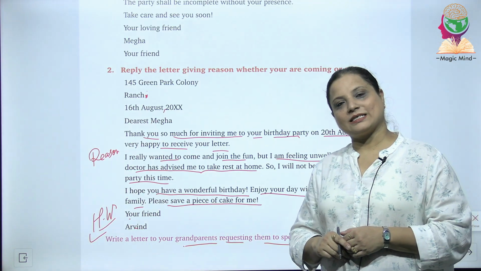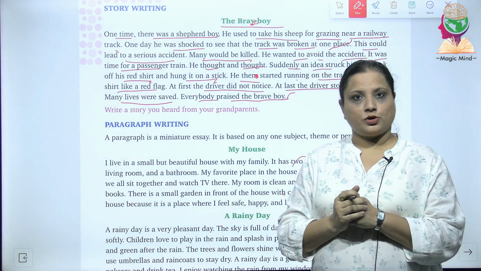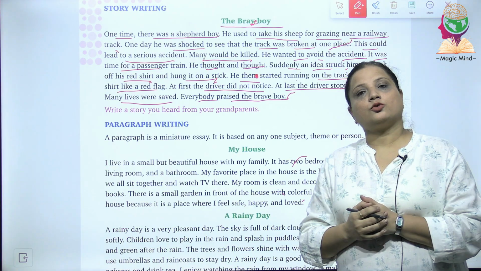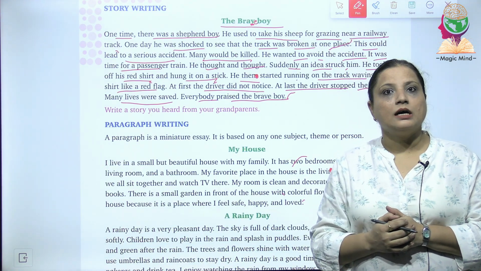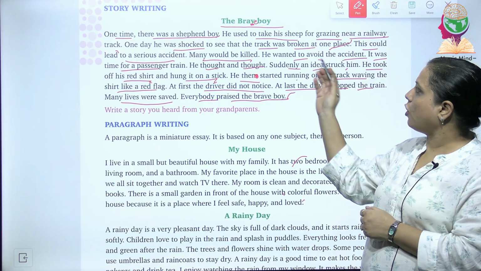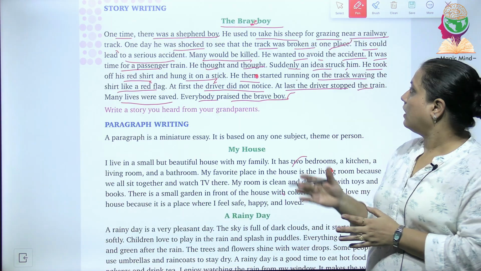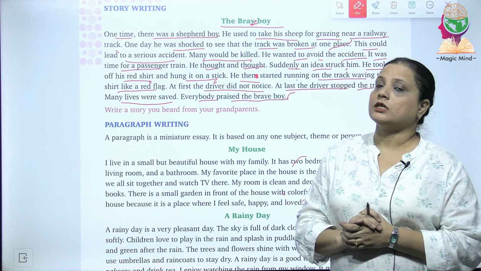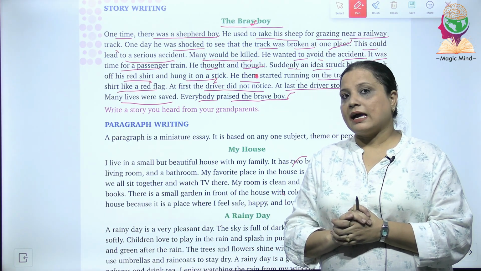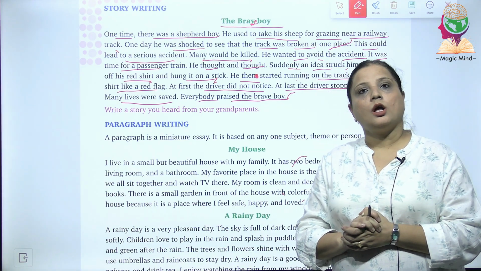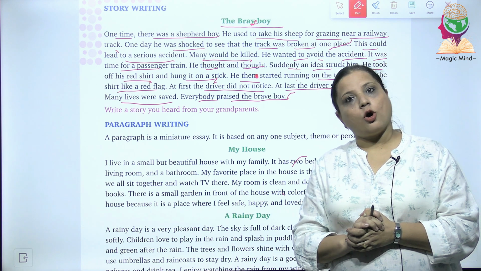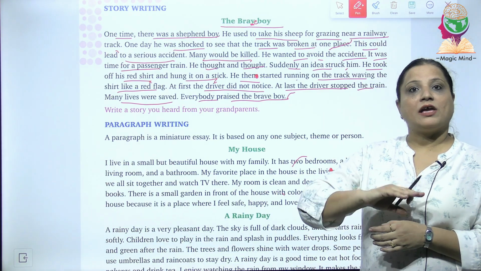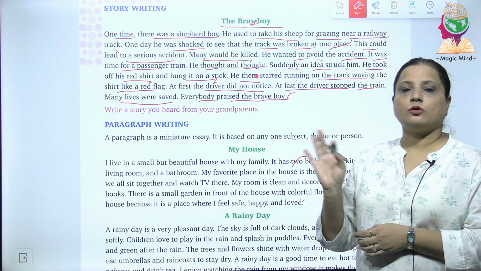Let's now move to the next page. So what is this story about? This story is about a brave boy. He was a shepherd and he used to take his sheep for grazing near the railway tracks. One day he saw that the track was broken and he thought that this could lead to an accident. So in order to prevent the accident and to save the lives of the people, what did he do? He took off his red shirt, put it on a stick and started waving it so that the driver of the train could see it.